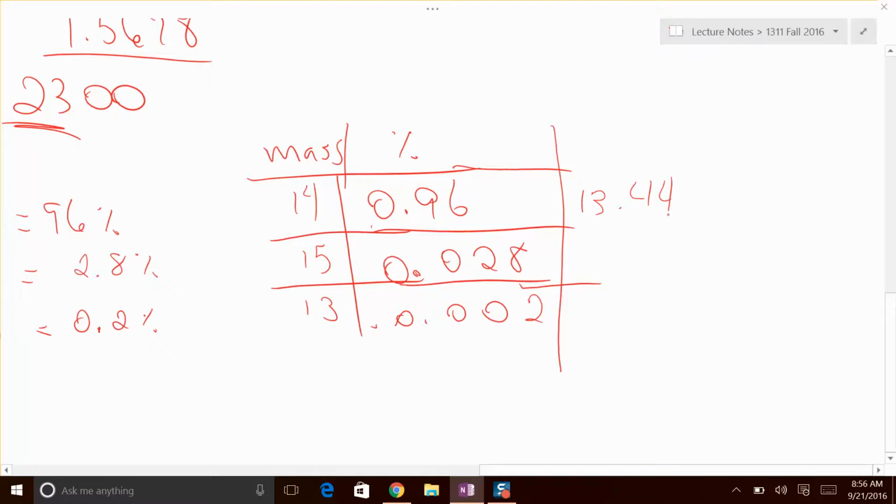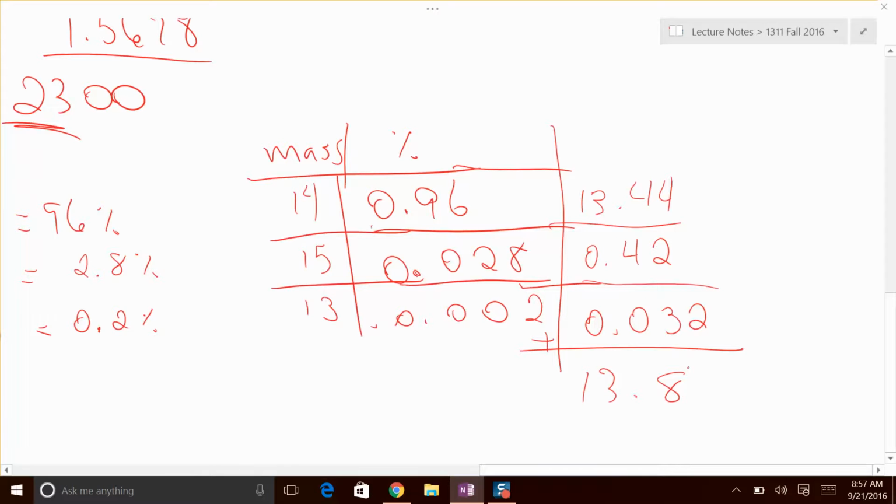$13.44. Okay. 15 times 0.028. Okay. And 13 times 0.002. Okay. You add those together, what do you get? 13.89. Is that what you said?